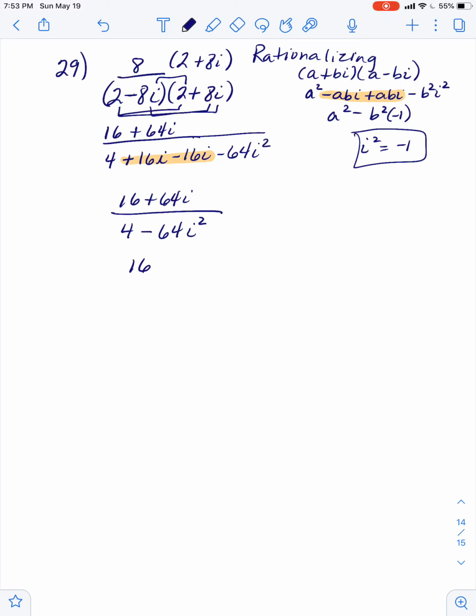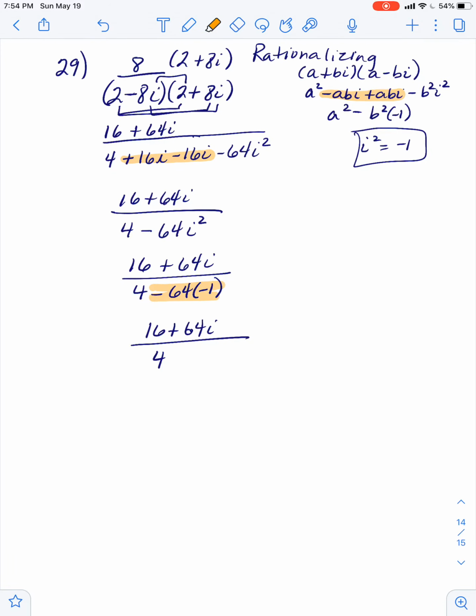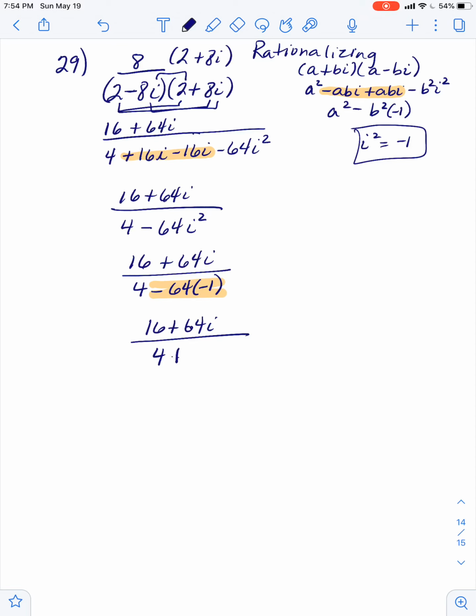So our next step would be 4 minus 64 times a -1. Okay, so writing all steps here so you can see what's happening. So I'm going to get 4, and then when I do -64 times a -1, that's going to give me a positive 64. Looks like a lot of steps, but I'm showing every little bit. 68.